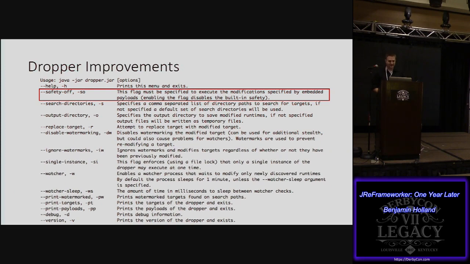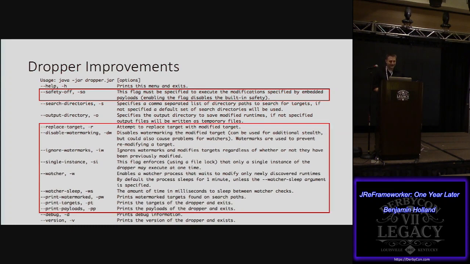So I added a safety, right? So now if you want to run it, you have to pass a safety off flag just to make sure you actually want to execute this payload. And it was a sneaky payload, so it took me a little while to find it. Then there's lots of other things. So we can do things like, well, you know, what if I don't want to manipulate it right away? What if I want to manipulate this runtime later? And so we can kind of watch things. We can make sure we're single instances. We can watermark things so we don't actually manipulate it twice. You can print all the payloads, lots of stuff like that.